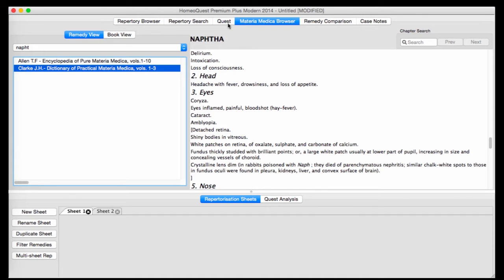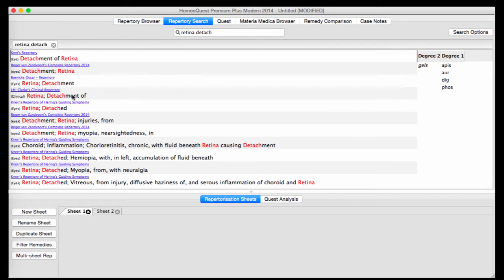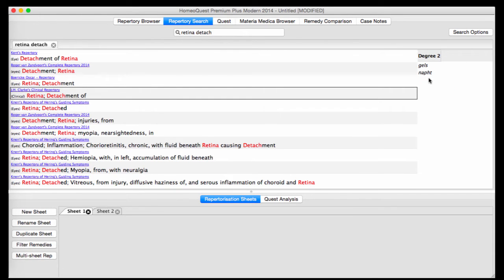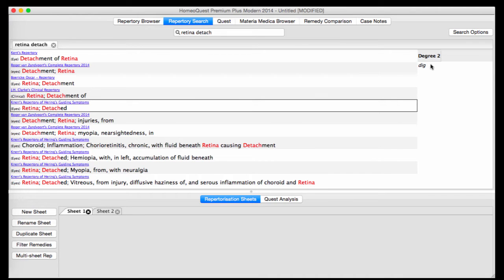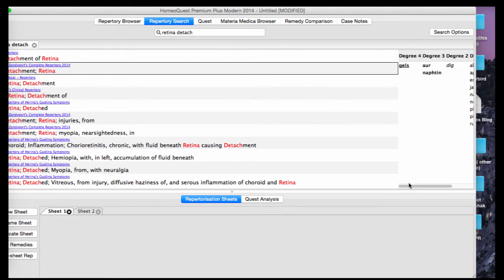So you see, these are the remedies you never found in your basic Kent's repertory. You go to Clarke, and again, gelsemium and naphtha, those are the 2 ones. If you go to Nair, there's digitalis. So what I've found is Boericke and Clarke are really, really strong. And obviously, if you go to Roger's complete repertory, you will find all these remedies that have been mentioned.